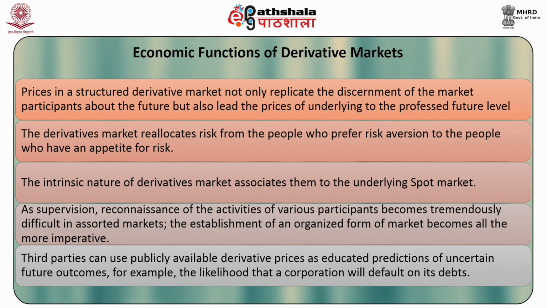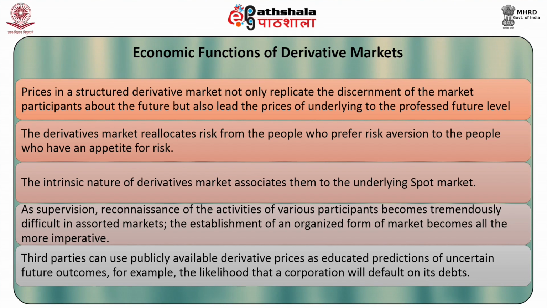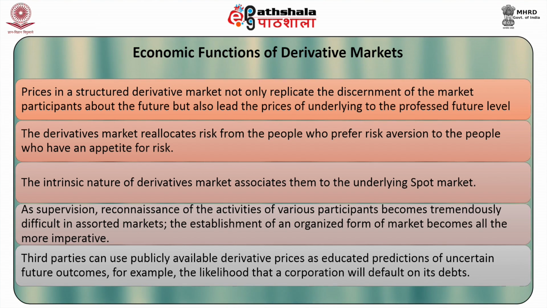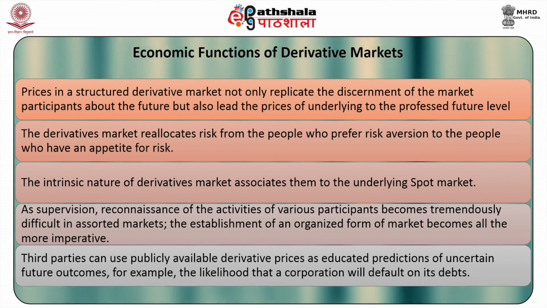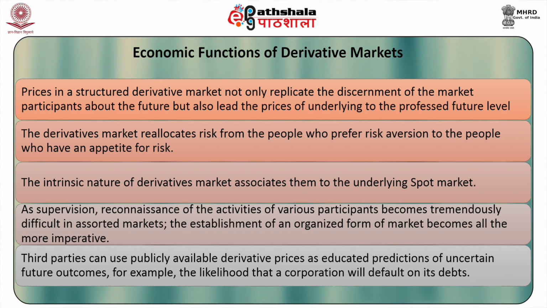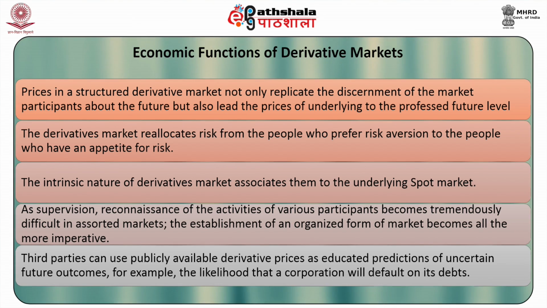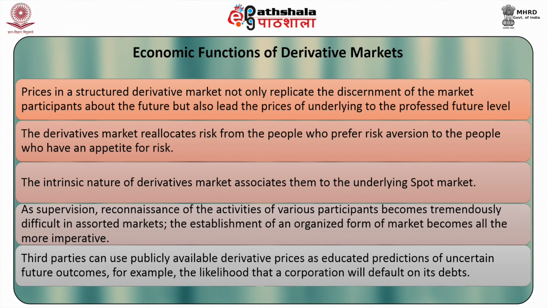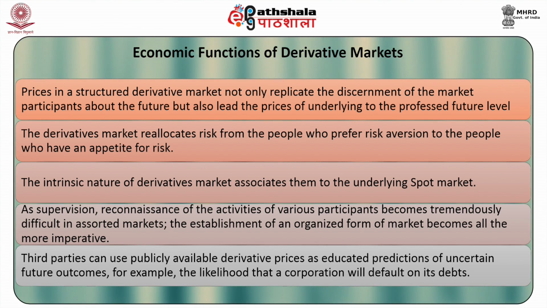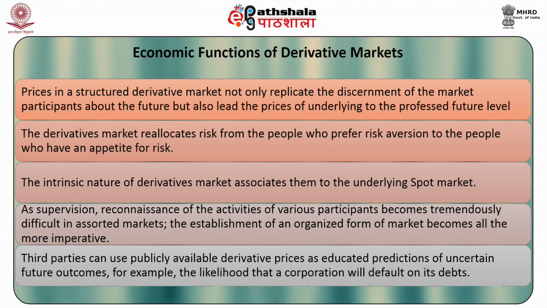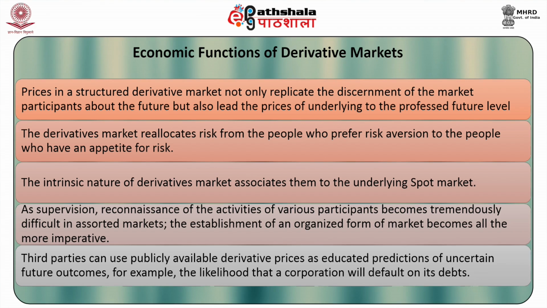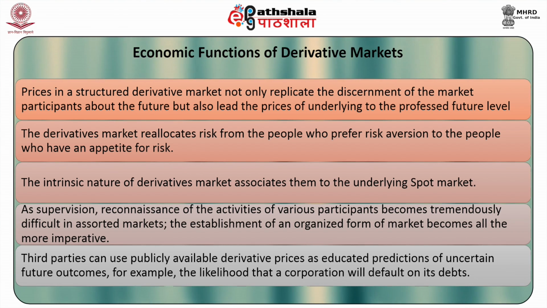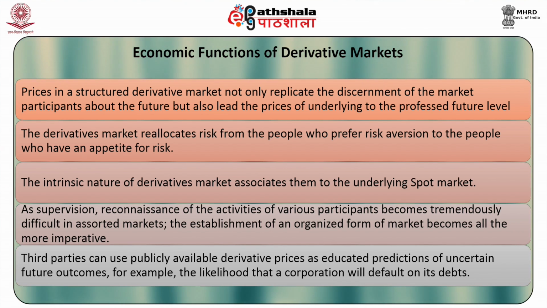Second, the derivatives market reallocates risk from people who prefer risk aversion to the people who have an appetite for risk. Third, the intrinsic nature of the derivatives market associates them with the underlying spot market. Due to derivatives, there is a considerable increase in trade volumes of the underlying spot market. The dominant factor behind such an escalation is increased participation by additional players who would not have otherwise participated due to the absence of any procedure to transfer risk.